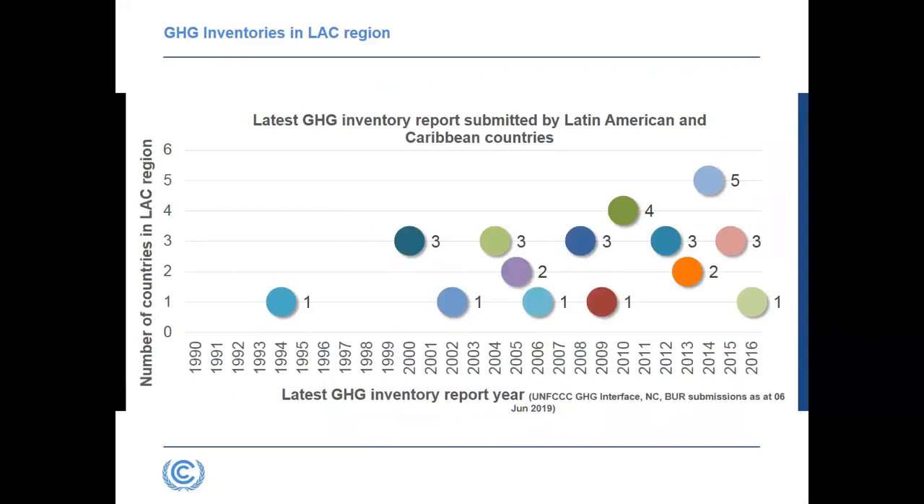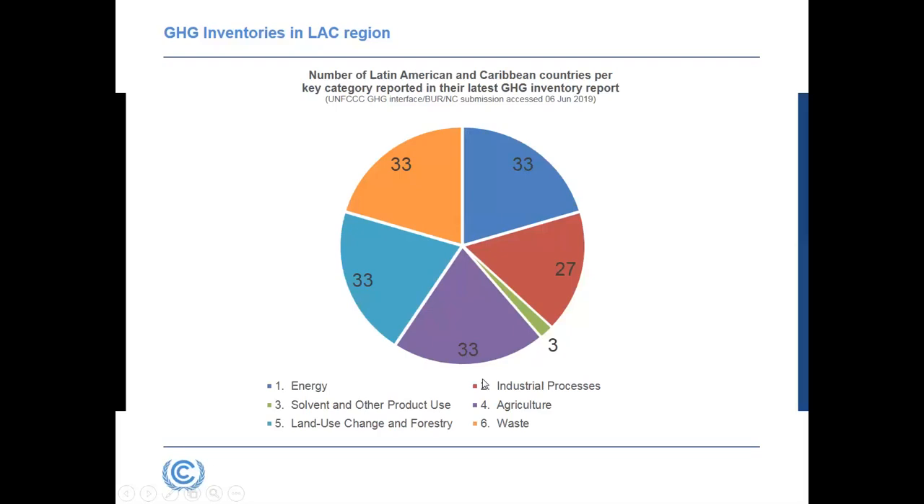Okay, this slide shows the latest GHG inventory that have been submitted by the LAC region, by LAC country. For example, in 2006, there is only one GHG inventory submitted by a country within the region. So this will give you a very good overview of the evolution of the submission of GHG inventory within the region.